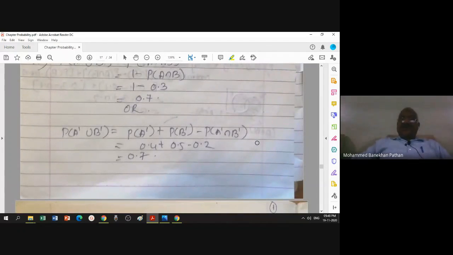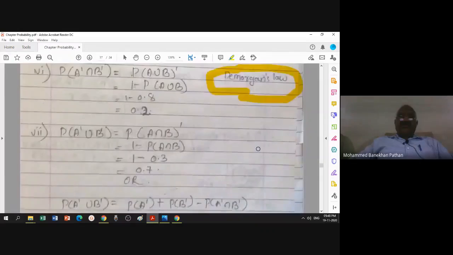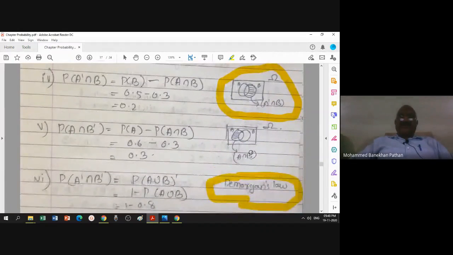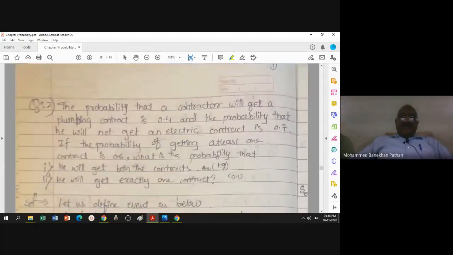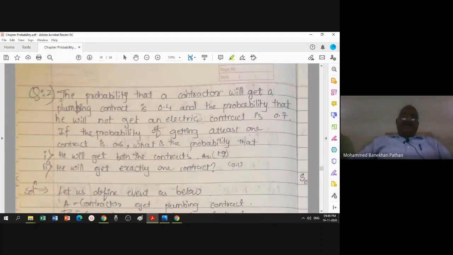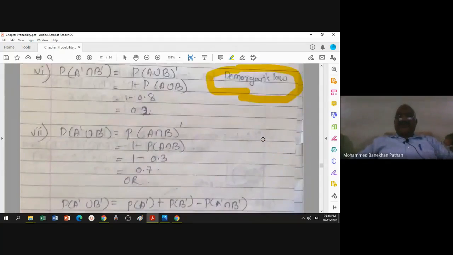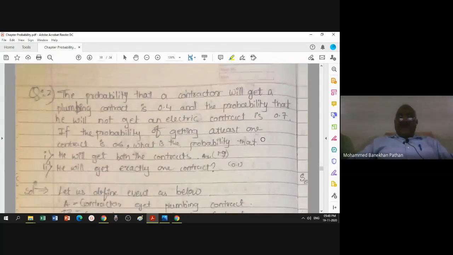So this is a simple numerical example which you can solve using theorems. If theorems are not applicable, you can use Venn diagrams. So you have two ways to solve probability problems in the notational form. Let us go ahead. Now I write a descriptive problem which is parallel to this. See how it is parallel.